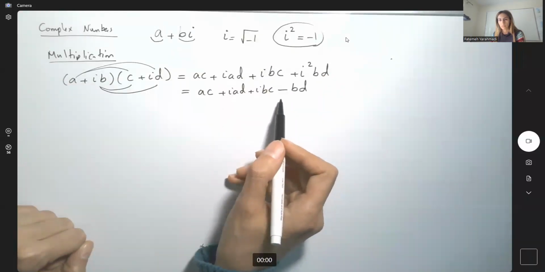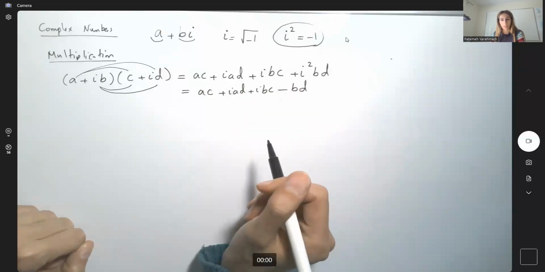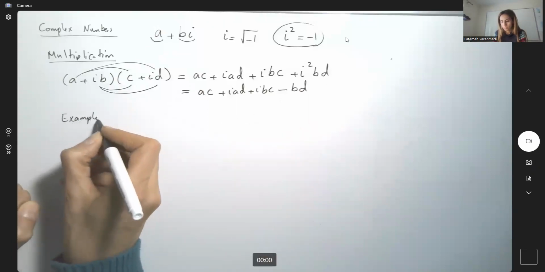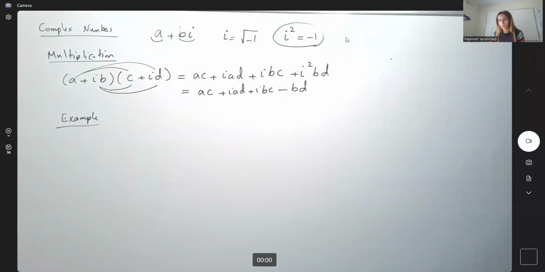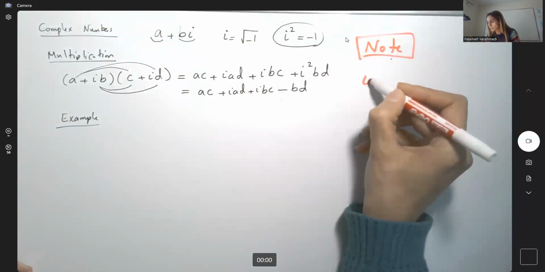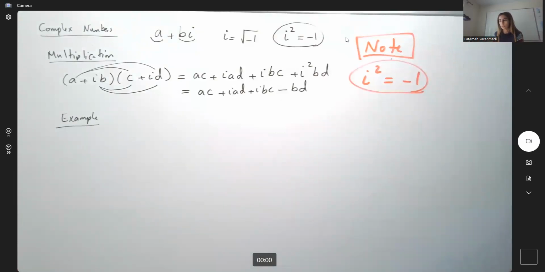All right. And as you know how to handle this scenario, for example, the only thing that you need to note, the only important note is wherever you see I squared, substitute that with -1. This is the important thing that you need to remember.